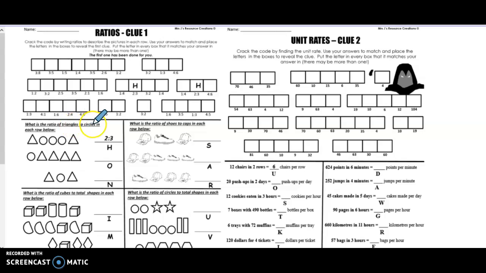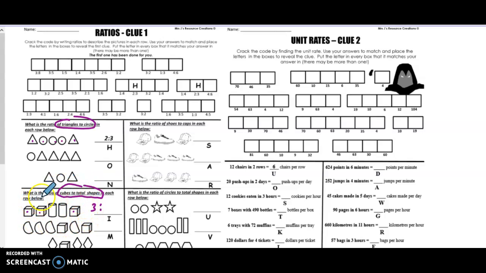So it's what is the ratio of triangles to circles in each row? So you have to do all of these as triangles to circles. That's why it says 2 to 3, because there are 2 triangles to 1, 2, 3 circles. So then you come up to see if you're right, and you find a 2 to 3 and put all your H's there. All right, so let's do another one. Let's go down here. What is the ratio of cubes to total shapes? Well, how many cubes? We have to keep it as cubes to total shapes. Let's count how many cubes there are. 1, 2, 3 cubes to how many total shapes?